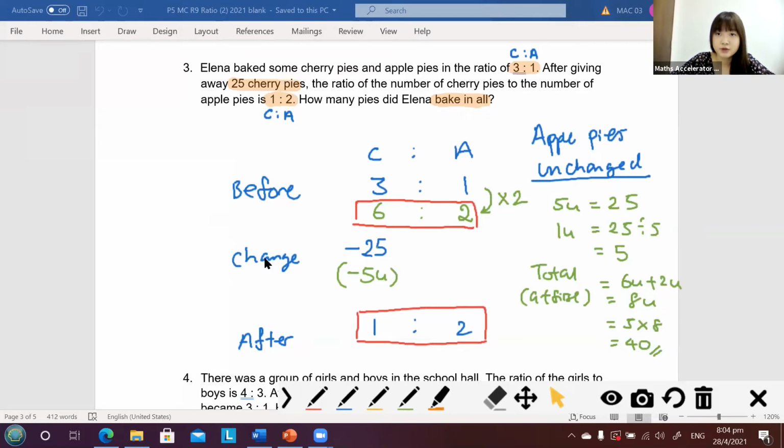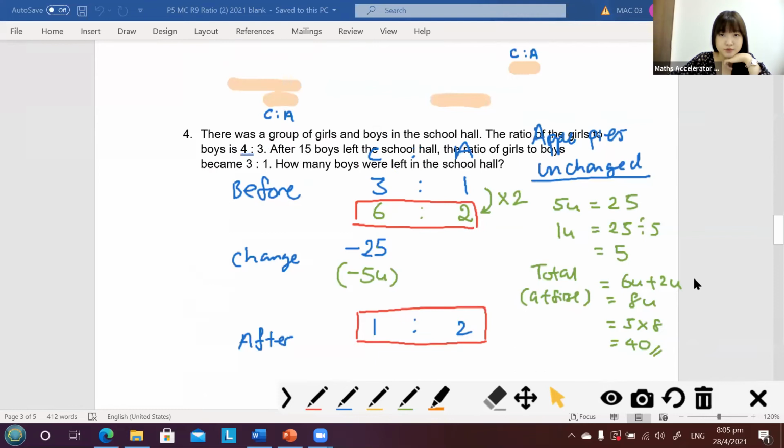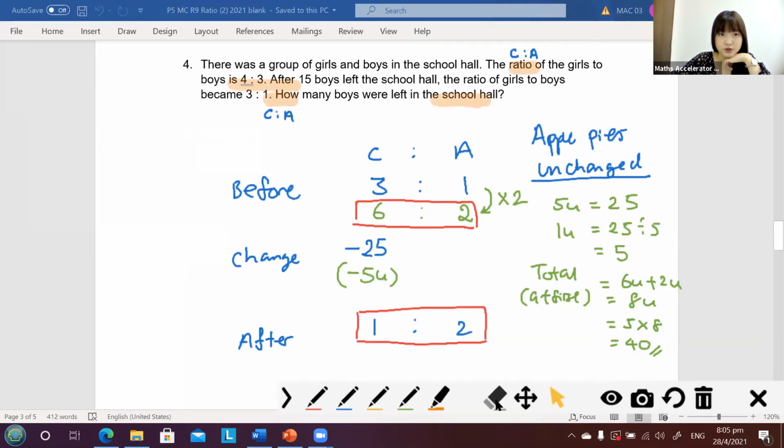So those of you who didn't get it correct, and you copy it down, try and understand it. Use the correct ratio. We're gonna go to question 4.